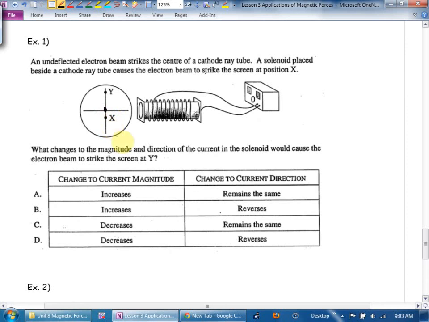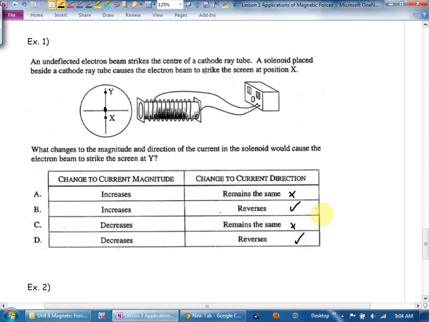What changes to the magnitude and the direction of the current in the solenoid would cause the electron to strike at Y? Well, first of all, let's look at the direction. Instead of getting deflected downwards, how is this electron getting deflected? Up. How could you do that? What would change that here? Reversing the magnetic field. How could you reverse the magnetic field? Flip the current, right? Instead of this way, this way. So I'm going to say no, yes, no, yes.